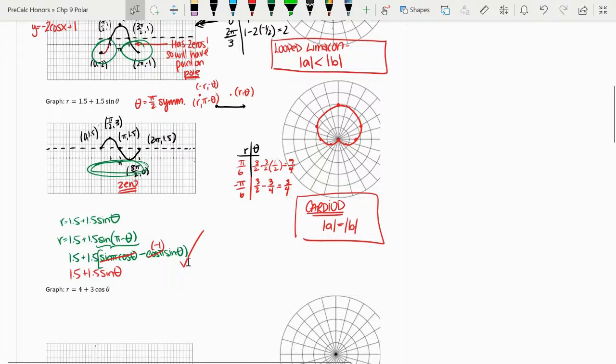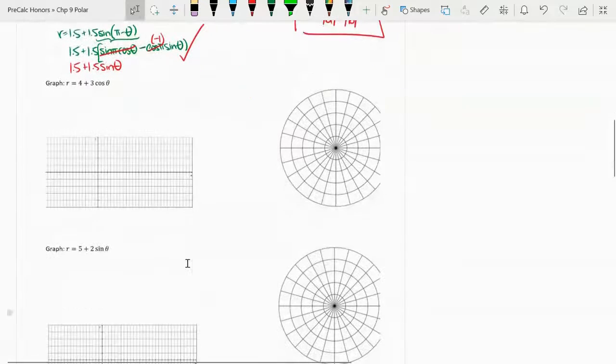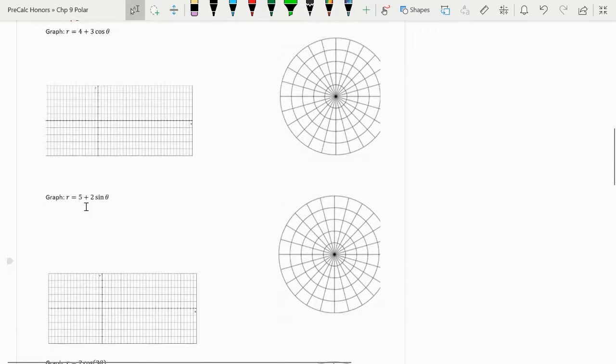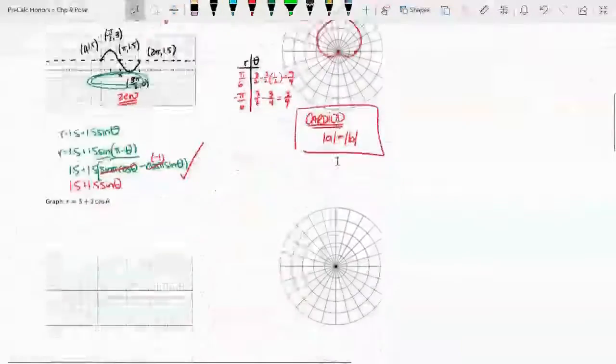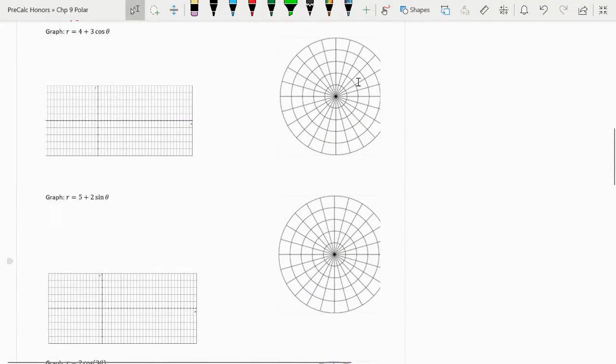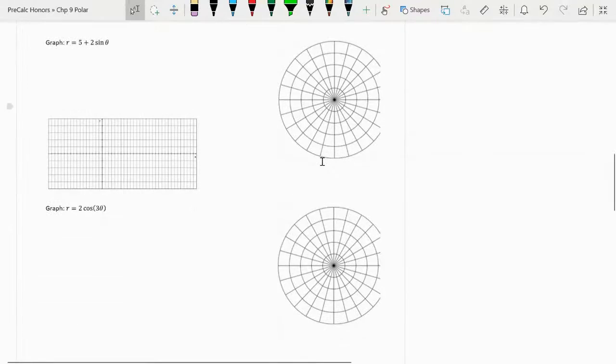All right, I want you guys to try out these other ones, the next two: 4 plus 3 cosine theta, which we already graphed in the warm-up but now it's a cosine, and 5 plus 2 sine theta. Graph these on here. They are other types of limacons. I will post my answer key so you can see the name for the limacons there and get that shape. But use your calculator to help you out so you can see what's going on for those. And then I'll do another video for this guy down here, which is a rose.